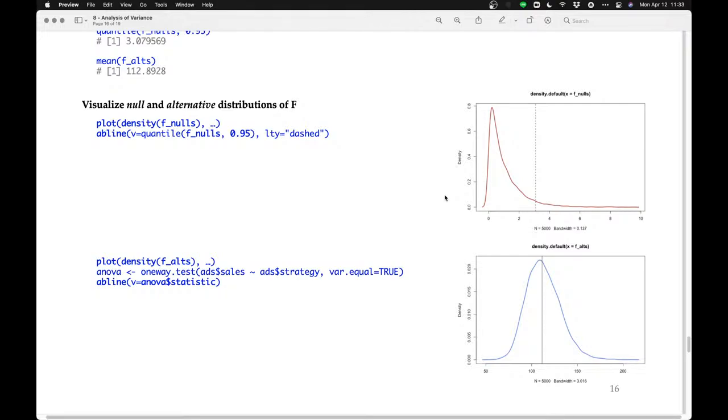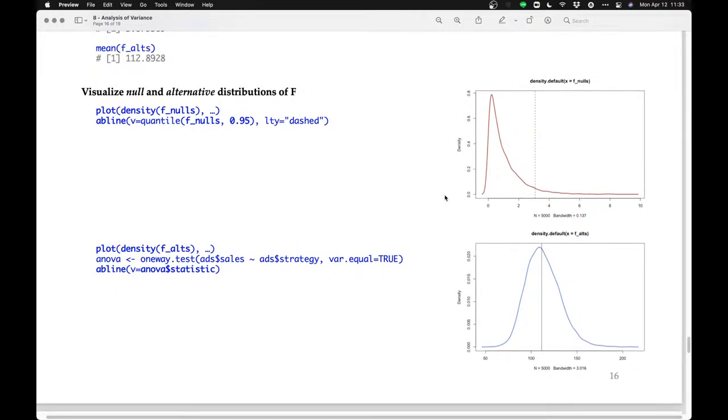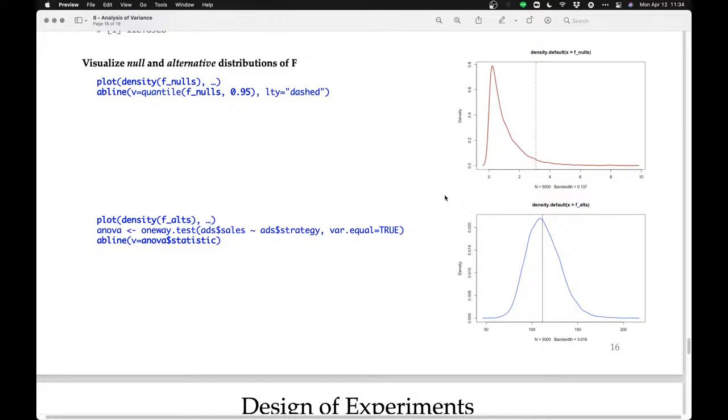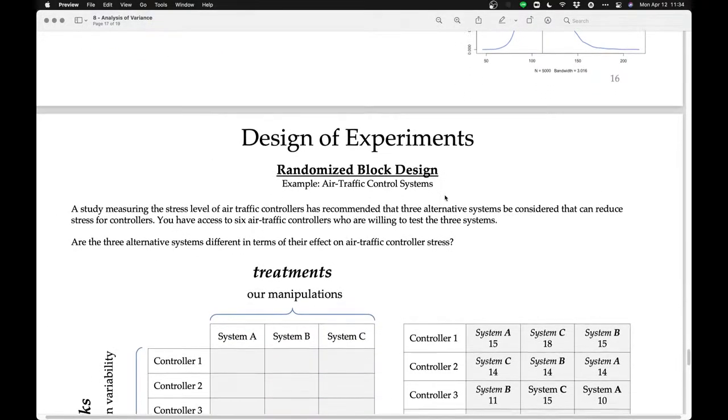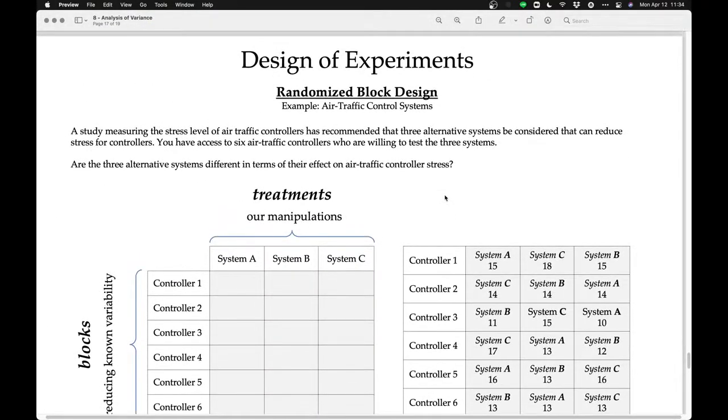Just a quick reminder of what a block design looks like. All right. Okay. This falls under design of experiments, okay? So let's read this other scenario that we've got here, and we'll see why this is a randomized block design, a different type of ANOVA design we need here. So we're doing a study to measure the stress level of air traffic controllers.